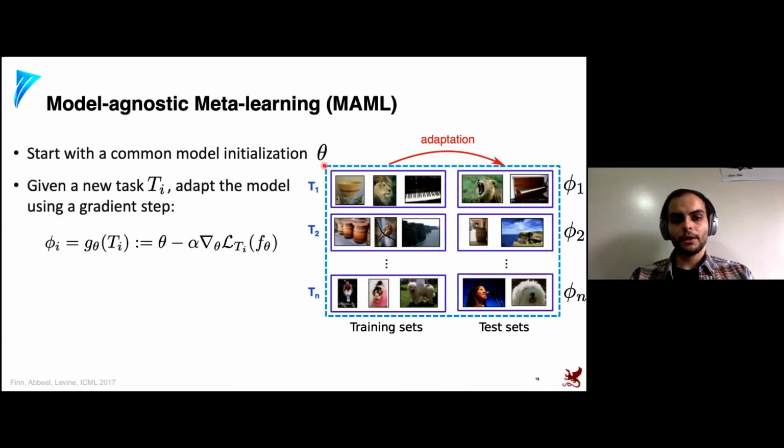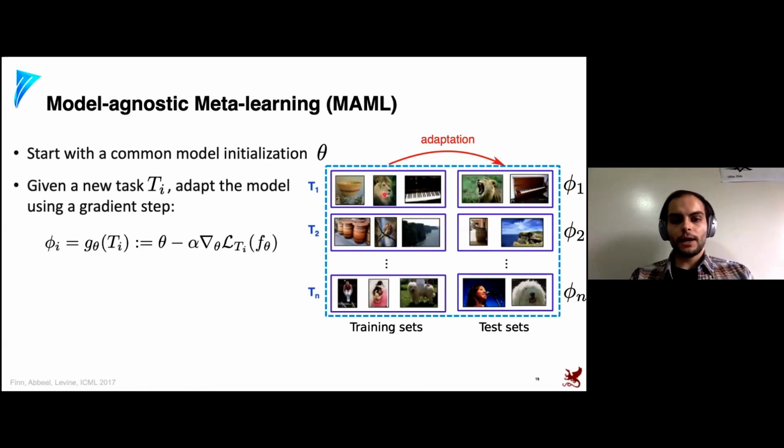Now, given a new task, we start from theta, and then we just use the standard learning procedure, or standard gradient descent. So we're going to define this G function, or the adaptation rule, as theta minus alpha times the gradient of the loss function of the task Ti. And the loss function is going to be computed on these training samples, right? So we can do that, and instead of theta, we're going to get phi. For every task, we're going to get a separate phi.